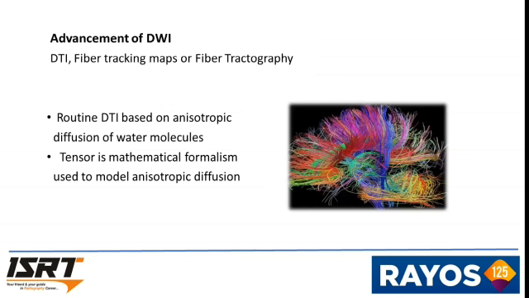Advancement of diffusion weighted imaging. Diffusion tensor imaging, fiber tracking maps or fiber tractography. Routine diffusion tensor imaging is based on anisotropic diffusion of water molecules. Tensor is a mathematical formalism used to model anisotropic diffusion.